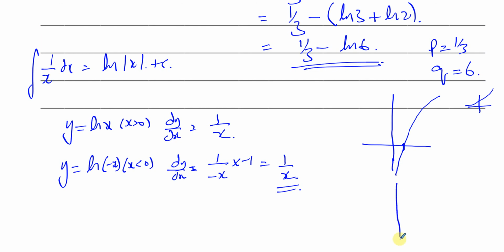And you can also think about this in terms of the curve. This is a reflection of the graph y equals ln x in the y-axis. So you can see it only exists when x is less than 0. That's another way you could think about it.